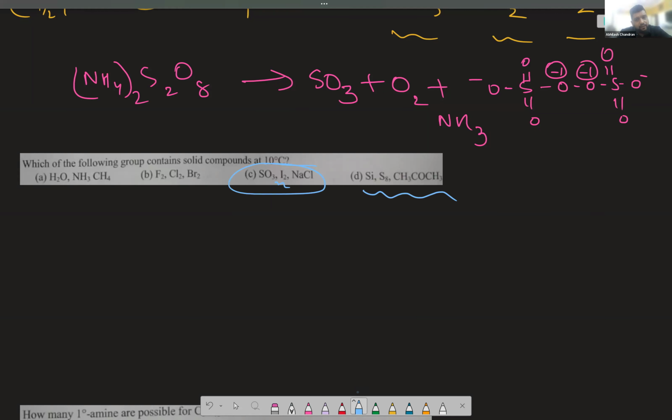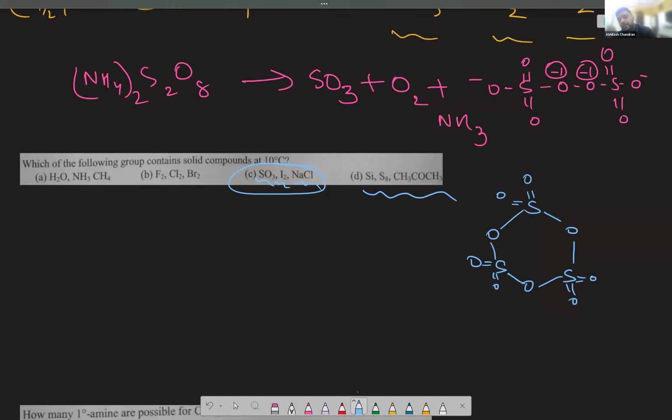Iodine is a solid under room conditions, and under 10 degrees Celsius. NaCl is, of course, an ionic solid. And as far as sulfur trioxide is concerned, even sulfur trioxide exists as a trimer, S3O9. You might have come across this. S3O9 ends up having a shape like this, a trimer of sulfur trioxide, which ends up being a solid, right?